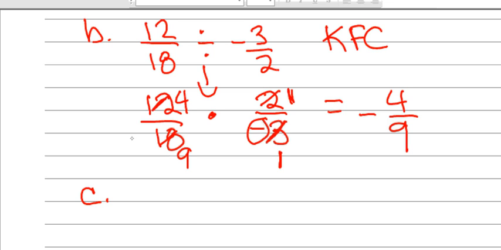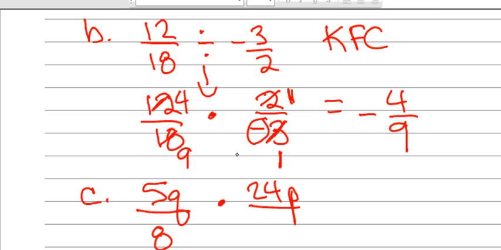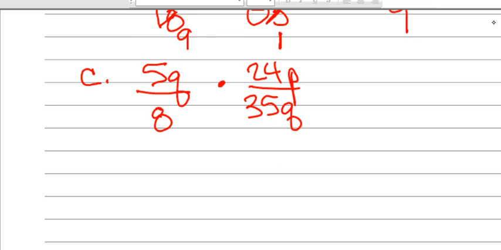Part C, 5q over 8 times 24p over 35q. Now, if you remember, if you have letters that match up, we can cancel them out. So I'm going to cancel out my q's. I don't have another p to cancel out with this top p right here, so I need to leave that p up there with the 24.